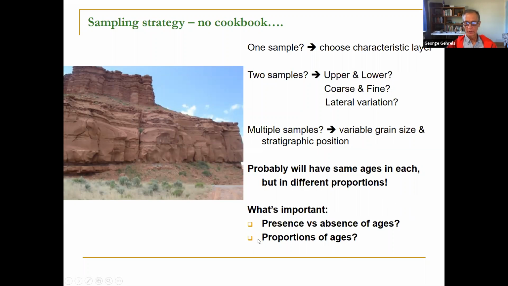So that asks the question, and this is the critical question for you when you pose your study. What's important? What do I want to know? Do I want to know the presence or absence of particular ages, or do I want to know the proportions of ages? And that would determine your sampling strategy when you go out in the field.